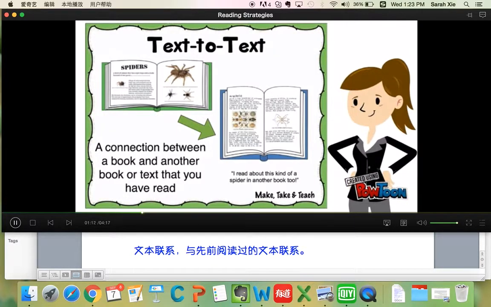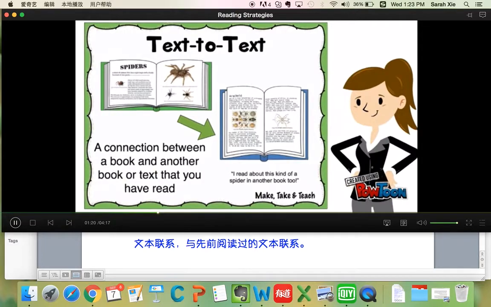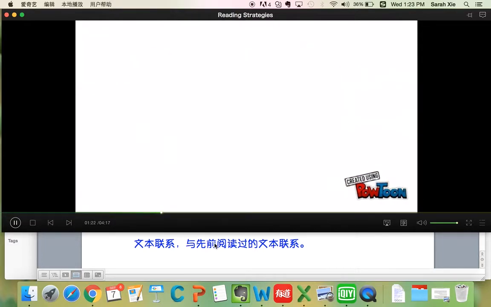Text-to-text connection. It's a connection between a book and another book or text that you have read before. A text that you're reading, and then you connect to another book that you have read, like a book about spiders, and you remember a book about spiders.